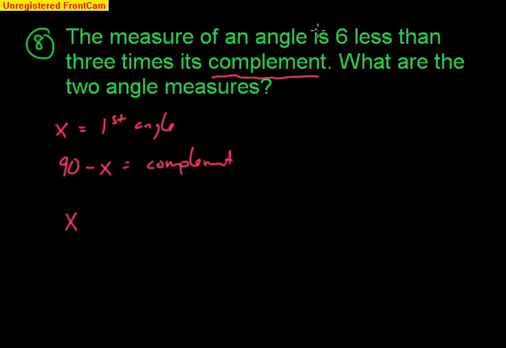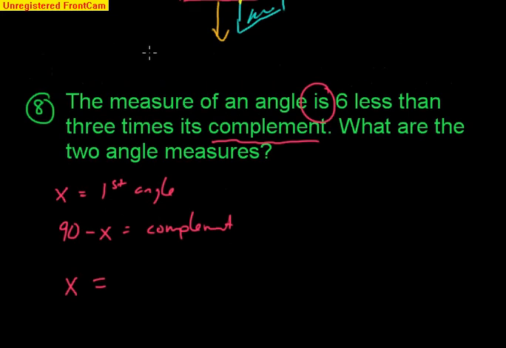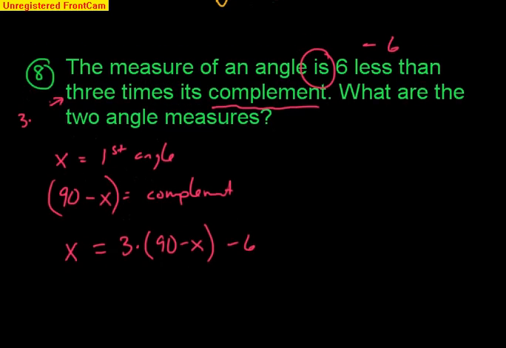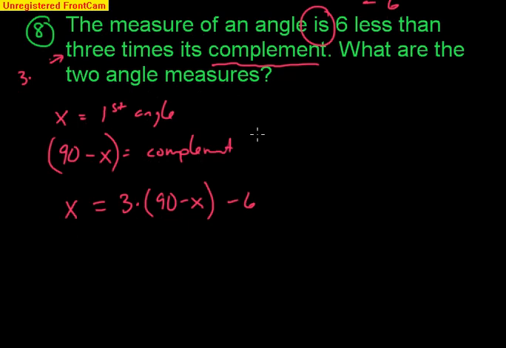The measure of an angle, that is x. Is means equals 6 less, and let me scroll this down so you can see what I'm doing above. 6 less than, that's subtraction. But it comes after. 6 less than 3 times. 3 times means multiplication. So 3 times its complement. Its complement is this guy, 90 minus x. After we take 3 times it, we then take away 6. And there's our equation to find x right here. We're going to be able to find x, then we'll find its complement. Okay? So we have to get good at the algebra.